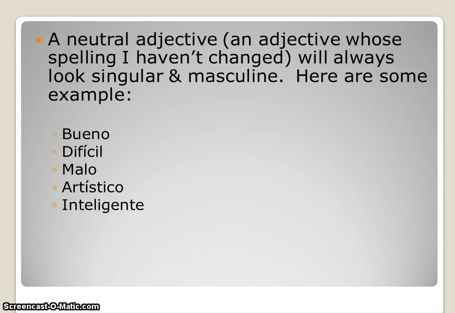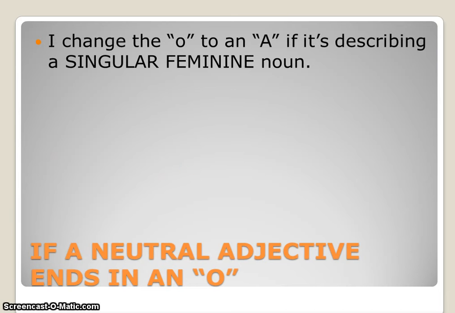So a neutral adjective is basically going to be an adjective whose spelling has not been changed. I have not changed the spelling of it so that it agrees with what it's describing. It's always going to look singular, so it will never have S's on the end of it, and it's always going to be in the masculine form. And here's some examples. This is the base form of the adjective that you're always going to get on quizzes and tests. Let's go ahead and start.